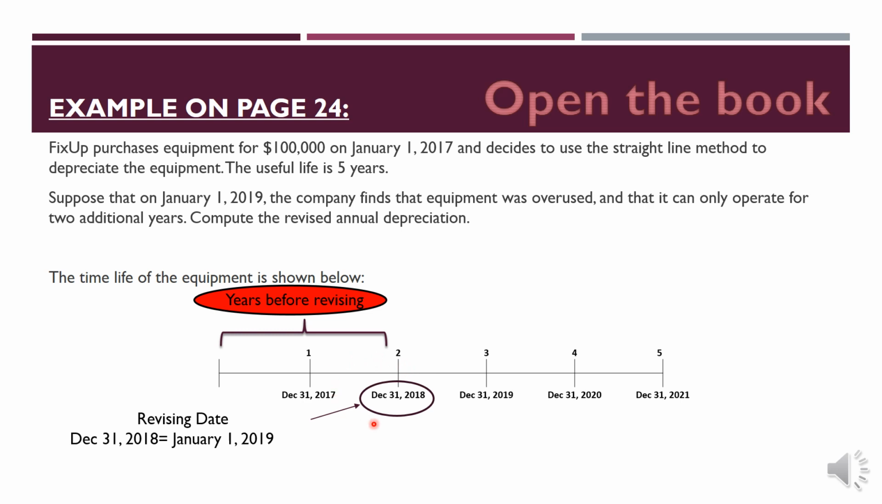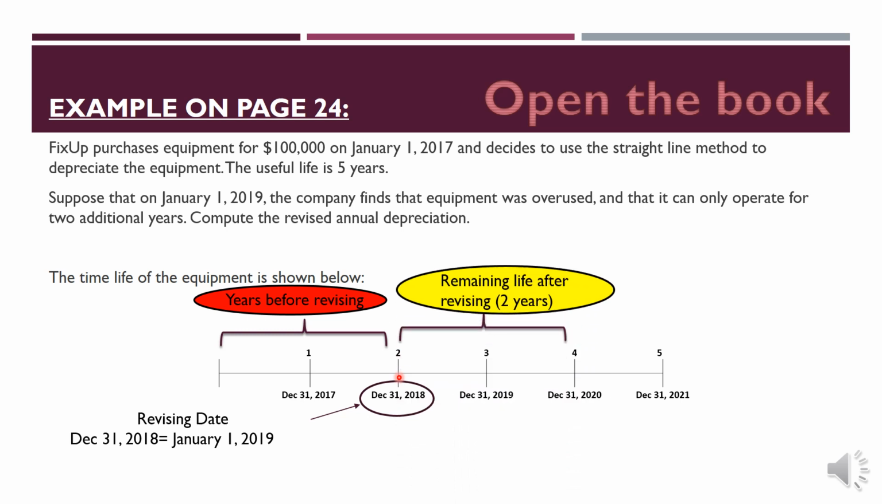So before revising, we have 2 years. The years before revising are from the first year 2017 to December 31, 2018. So before revising, the company used the machine for 2 years. What is the remaining life after revising? Well, actually it will be 2 years, since the company decided to use it for only 2 additional years after the revising period.